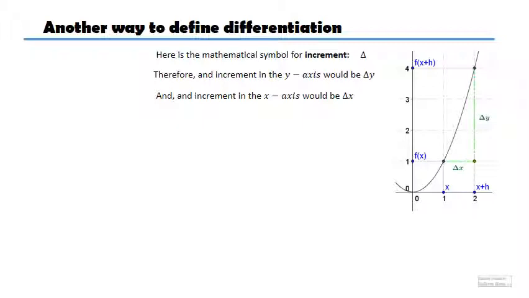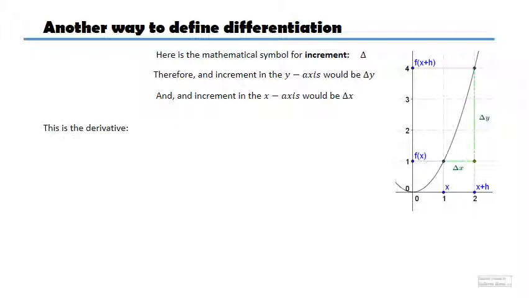And if I go to 2, the delta x, the increment in x will be 1. And f of 2 is actually 4, right? So the increment in y would be 3. Great. Now you've seen this before. This should be familiar to you, the idea of the increment in y and the increment in x.